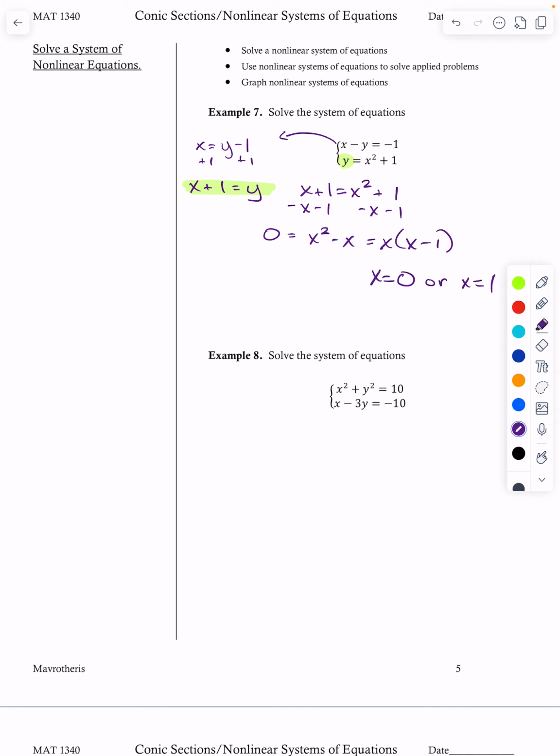So we have two different solutions, which makes sense. That second equation is a parabola. The first one is a line. It is going to intersect in at most 2 places.